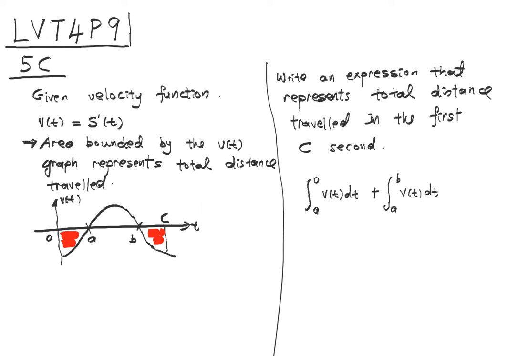Then plus, instead of b to c, because you will get a negative value and you want total distance traveled, you have to put c to b. So this is what you mean by kinematics. Under kinematics, you have to know that the area bounded by the velocity time graph represents total distance traveled.